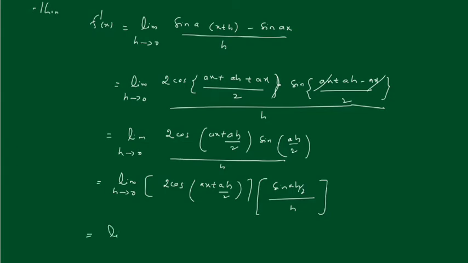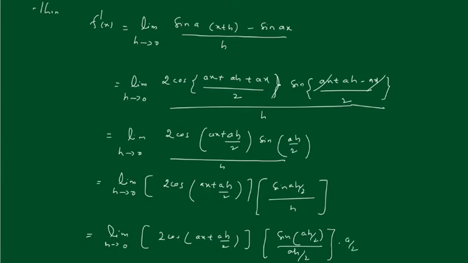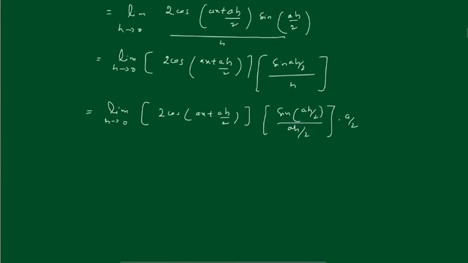So now limit h tends to 0, 2 cos of (ax plus ah by 2), sin (ah by 2) divided by (ah by 2) into a by 2. So just multiplying and dividing by a by 2 here.